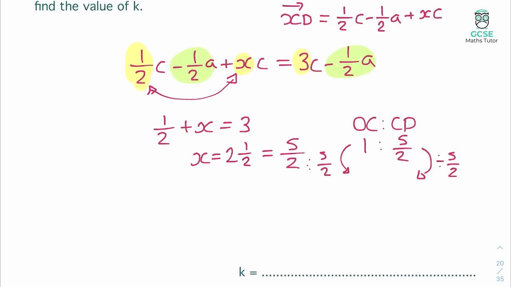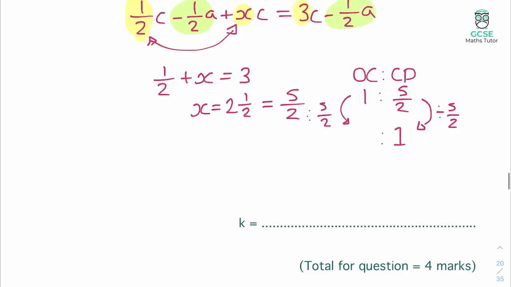And that means we have to divide the other side by 5 over 2 as well. There we go. So that's definitely going to give us 1 on the right, but we need to work out what that's going to be on the left. So 1 divided by 5 over 2 is the same as 1 multiplied by 2 over 5. And 1 times 2 over 5 is 2 over 5. So k, that number on the left of the ratio, is going to be 2 over 5.